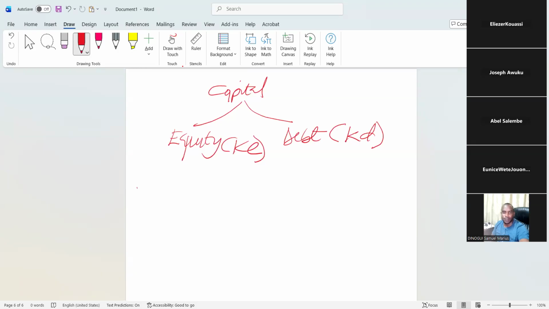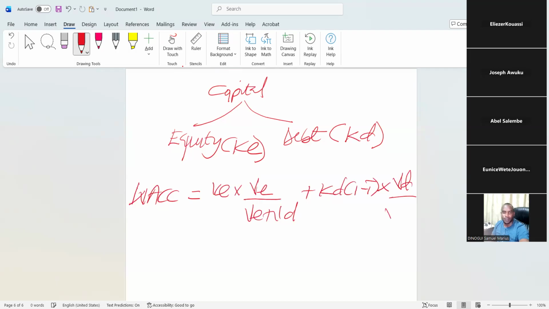So if the capital structure of the company is only equity and debt, then you write your formula in this context as the WACC is equal to the KE times the value of equity over the value of equity plus the value of debt, plus cost of debt (1 minus T) times the value of debt over the value of equity plus the value of debt. So this becomes the WACC formula, right?